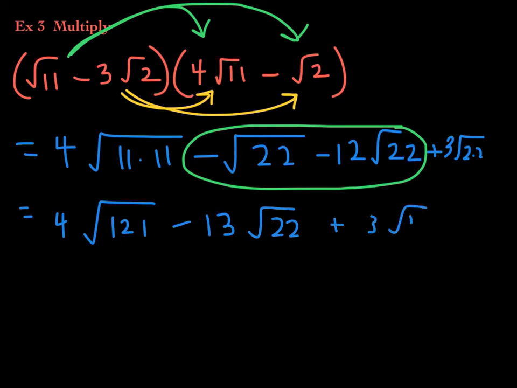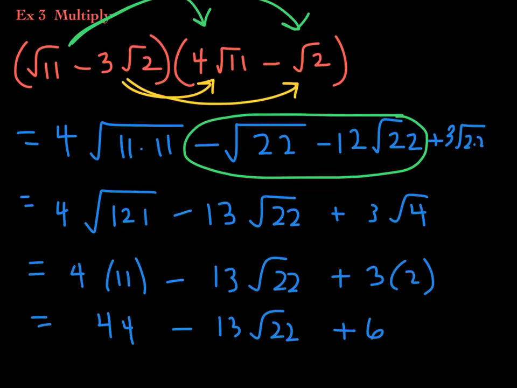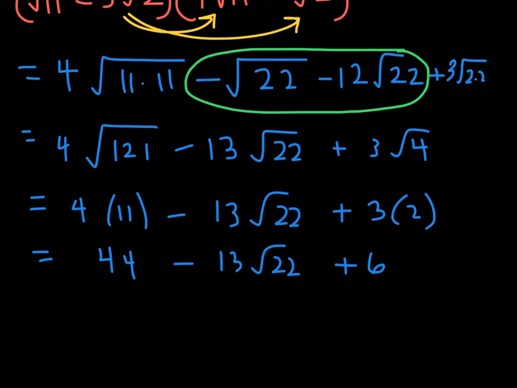the square root of 4. So then this is 4 times 11, because the square root of 121 is 11, minus 13 root 22 plus 3 times 2, because the square root of 4 is 2. So 44 minus 13 root 22 plus 6. We're just about done. It's just that the last term and the first term are like terms, so we can combine those to make 50 minus 13 root 22. So this is the final answer.